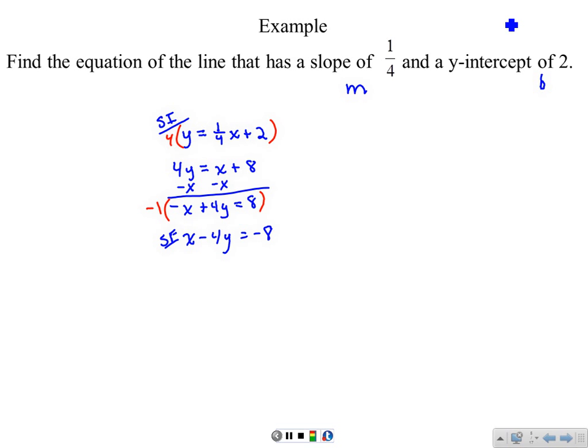So again, if I asked you to write it in slope-intercept form, you could just leave it here, y equals mx plus b. But if I ask you to put it in standard form, remember those three rules. x and y must be on the same side, no fractions, and your leading coefficient must be positive.